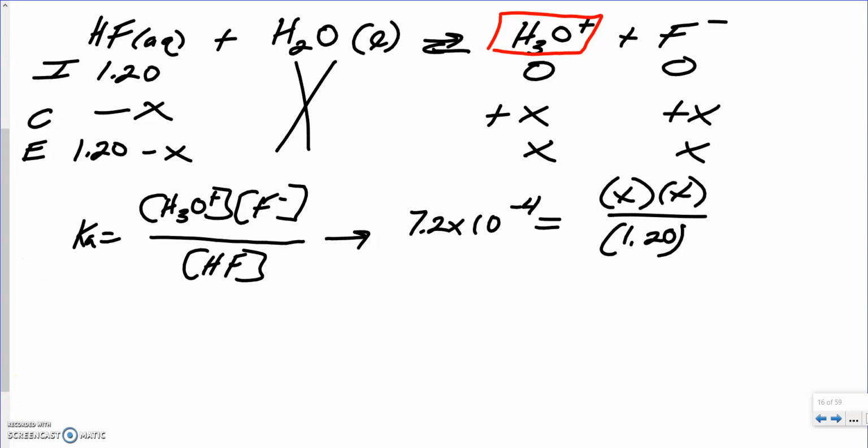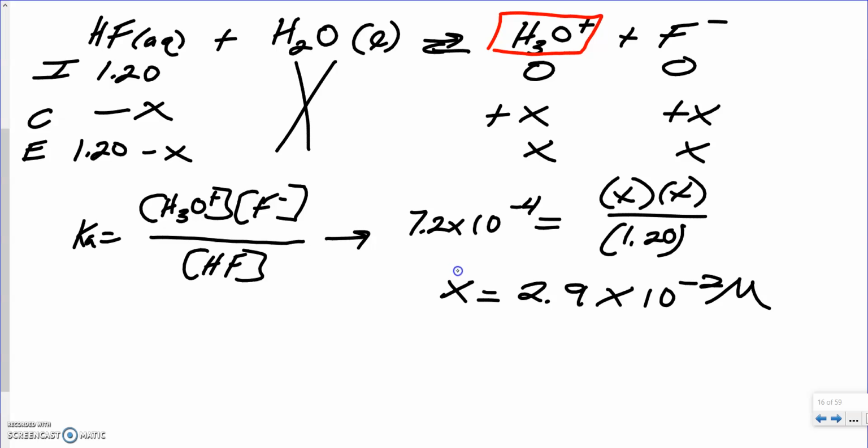Take a second, calculate it out. You figure out what X is. Okay, so mathematically, we're going to multiply by 1.2. That's going to give us X squared. Take the square root of that. I'm getting my X value to be 2.9 times 10 to the negative second molar.